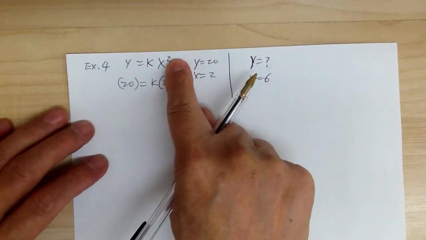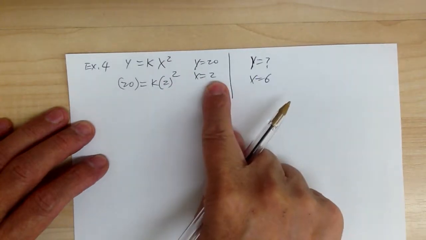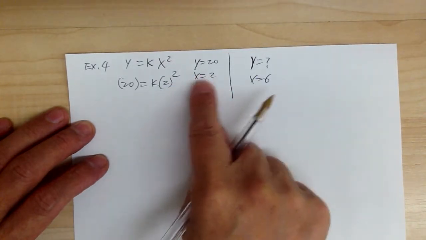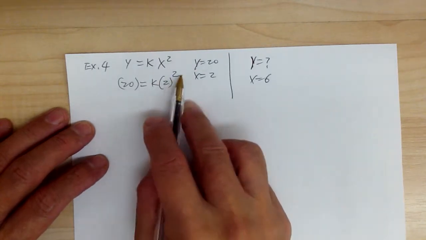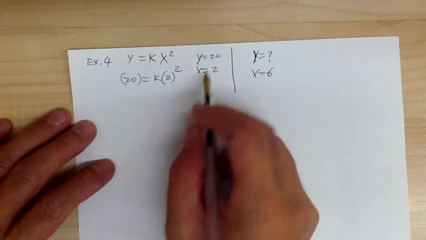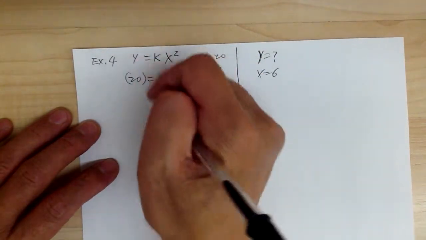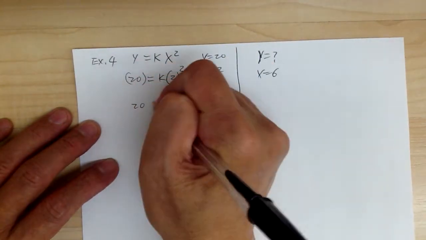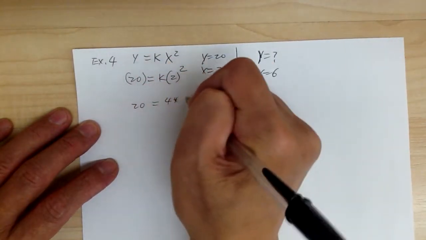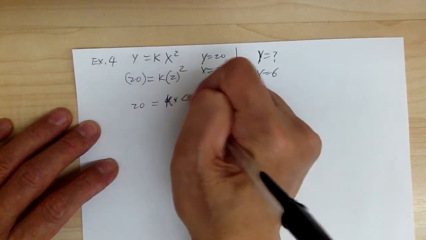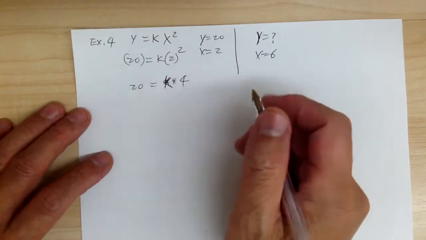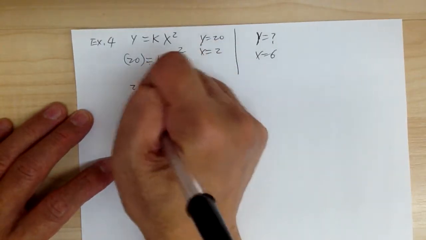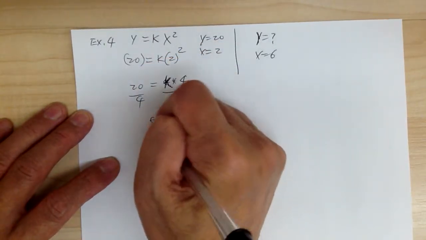Now watch, there's a square. So whatever you substitute, you put in parentheses. So x is 2, so you put 2 in the parentheses, and the square is outside the parentheses. Now to solve this, let's get rid of parentheses by working it out. So it's 20 equals k times 4, because 2 squared is 4, and this means multiply. So to solve for k, you divide by 4. So k equals 5.